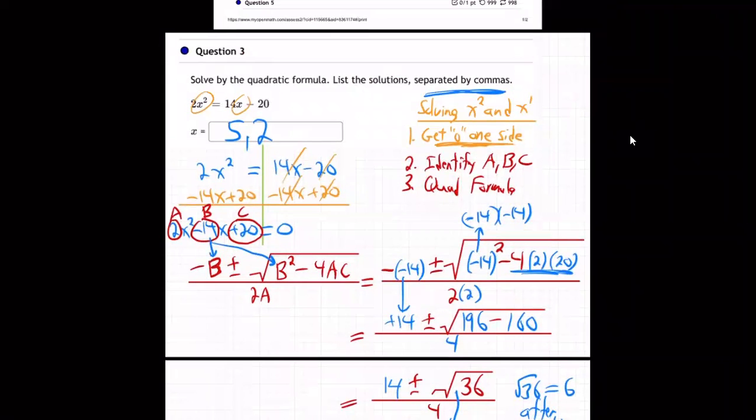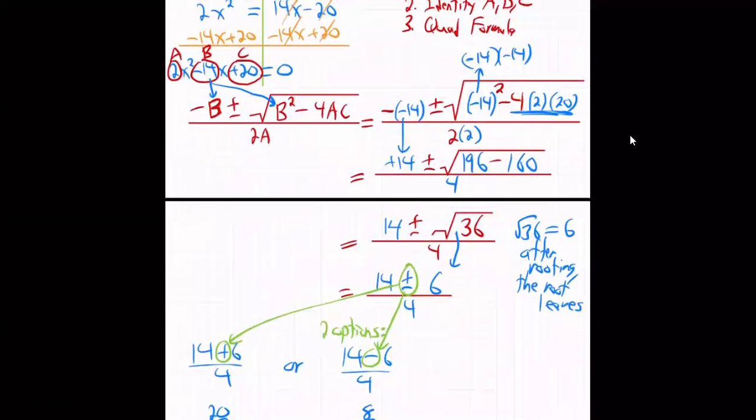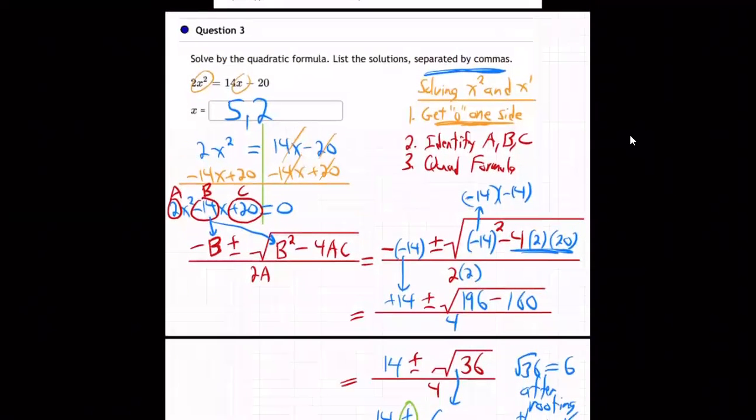So again, what do you do when you have x squared and regular x? You get a 0 on one side. With my first step, you had to get a 0 first. We did that. And then we identify A, B, and C. We peel them off. A, B, and C are the numbers in front of x squared, x, and the number at the back. Plug them into the quadratic formula and carefully work it out. And there we go. Questions I can answer?